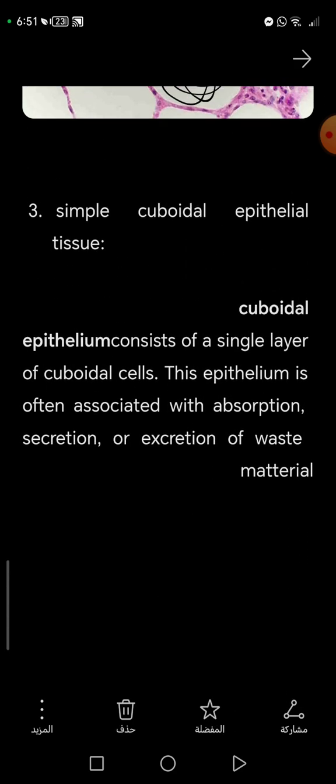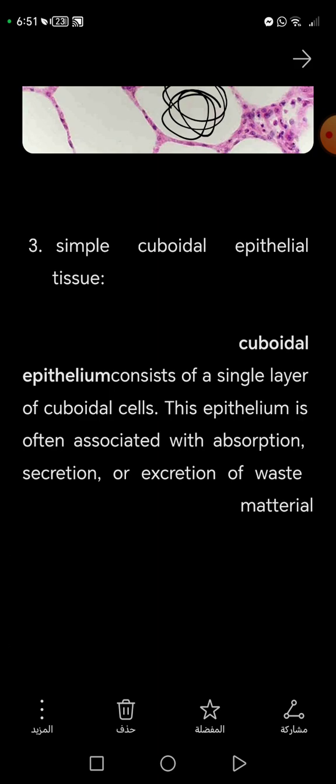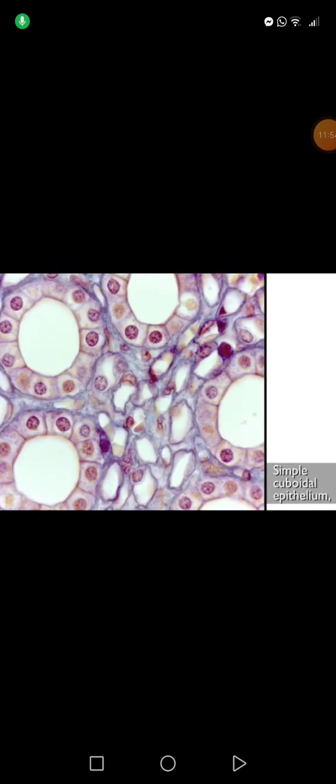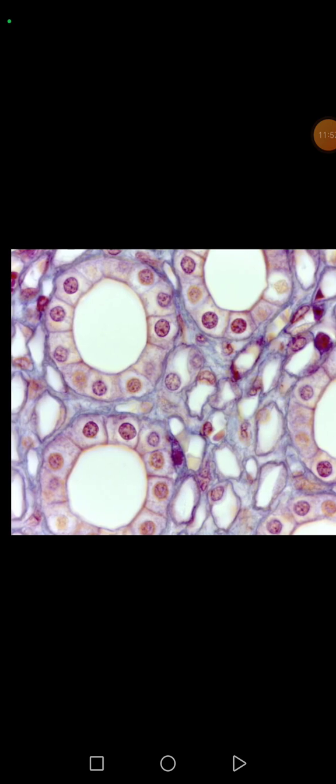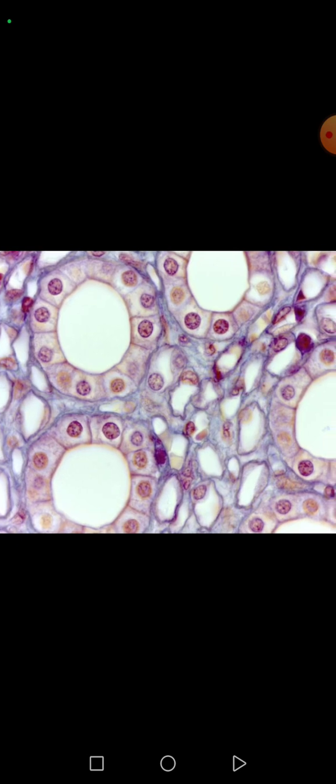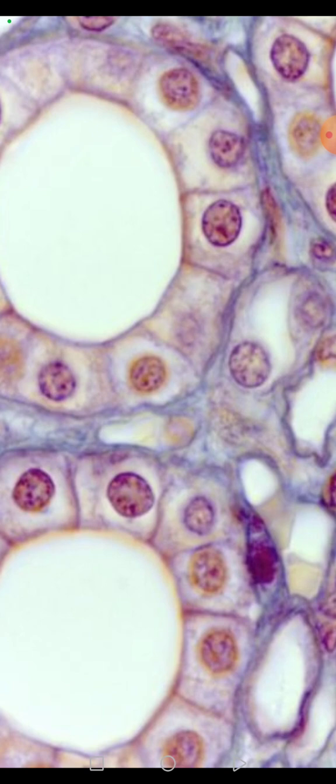We will come to simple cuboidal epithelial tissue. Cuboidal epithelium consists of a single layer of cuboidal cells. This epithelium is often associated with absorption, secretion, or extraction of waste materials. Here we have an example of simple cuboidal epithelia. How do we know it's cuboidal? It's very easy. They have a regular shape and regular round nuclei, not oval or flattened, or elongated and flattened such as the squamous or the other type.